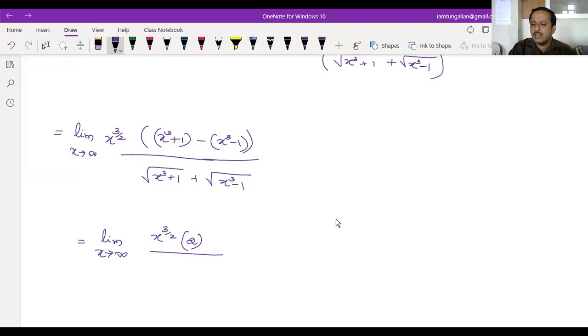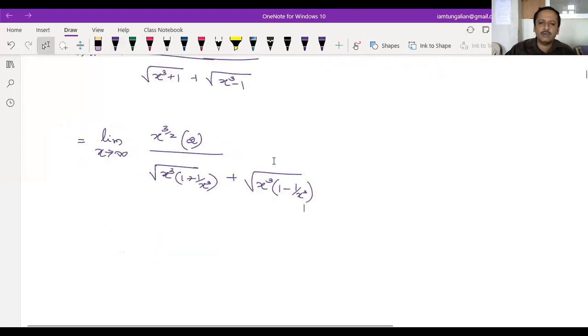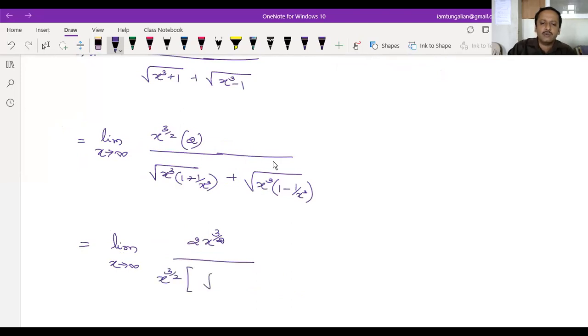I will take x cube as common. If I take x cube as common, then that x cube, we take it outside the root. I'll write one more step here. X cube into 1 plus 1 by x cube, plus root. Here also, I will take x cube as common. Then you'll have 1 minus 1 by x cube. This x cube, I will take it outside the root. When x cube goes outside the root, it will become x to the power 3 by 2. In both the terms, you will get x power 3 by 2. That x power 3 by 2, I will take common. Then you'll have root of 1 plus 1 by x square plus root of 1 minus 1 by x square.